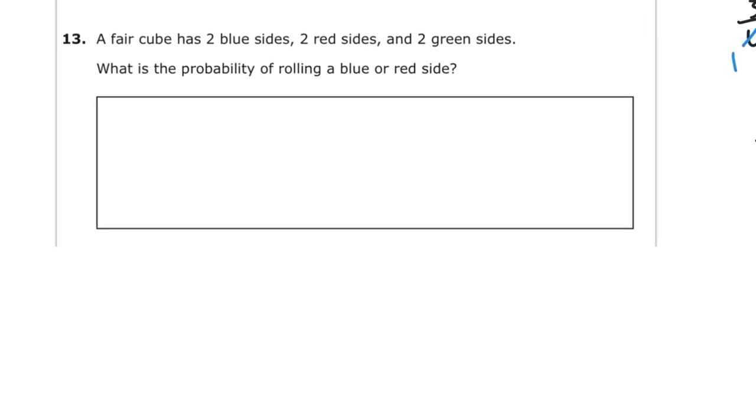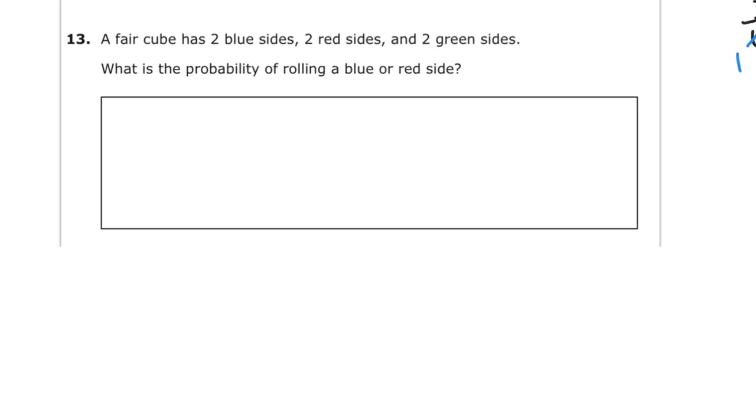Okay, looking at problem number 13, a fair cube, in other words, just a regular cube, has 2 blue sides, 2 red sides, 2 green sides. What is the probability of rolling a blue or red side?